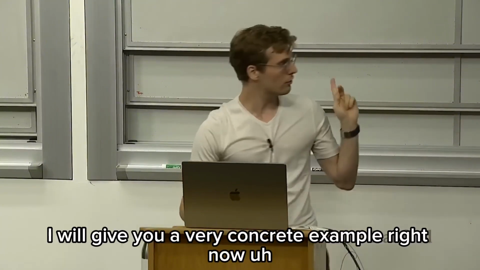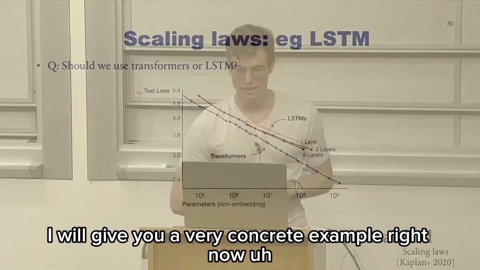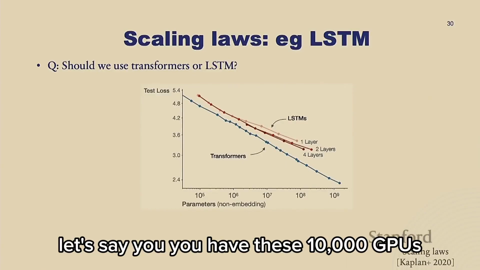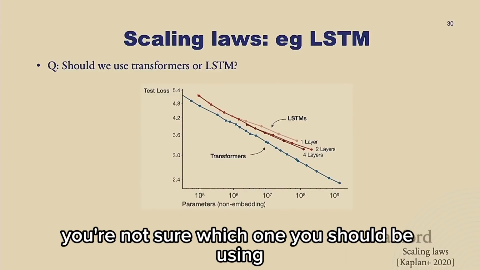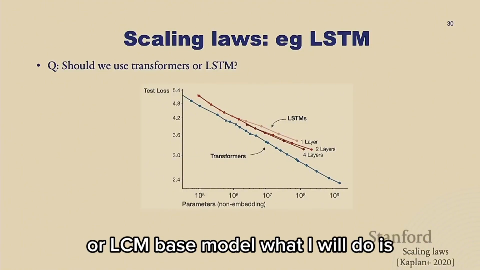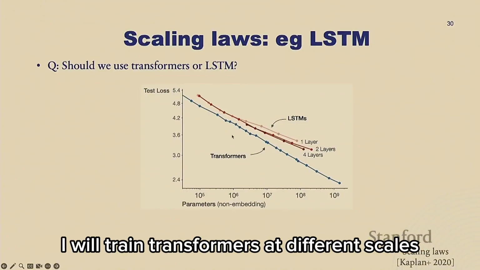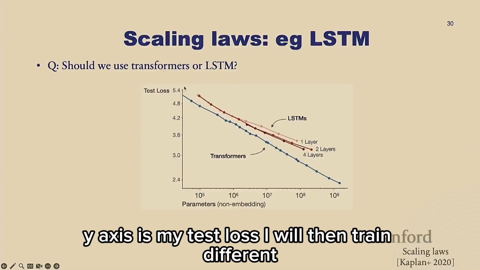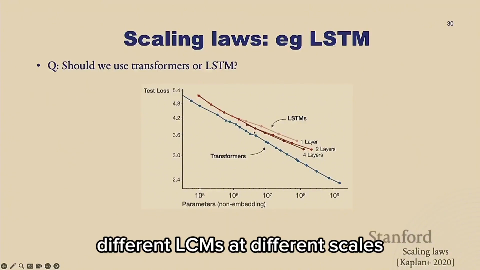I will give you a very concrete example right now. Let's say transformers versus LSTMs. Let's say you have these 10,000 GPUs. You're not sure which one you should be using. Should I be using a transformer-based model or an LSTM-based model? What I will do is I will train transformers at different scales. So here you see different parameters on the x-axis. Y-axis is my test loss. I will then train different LSTMs at different scales.